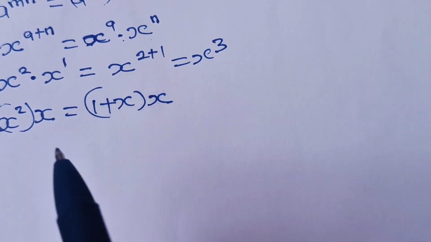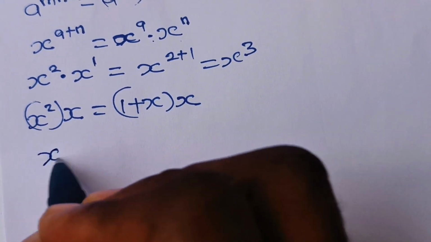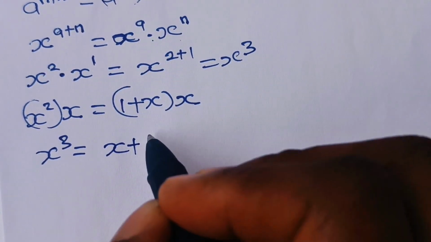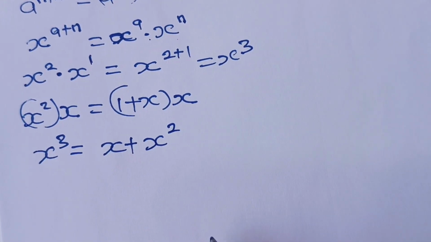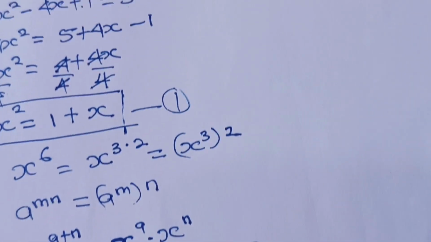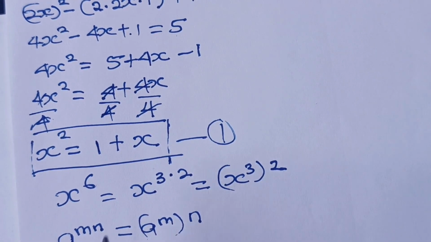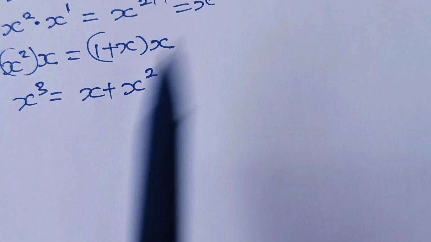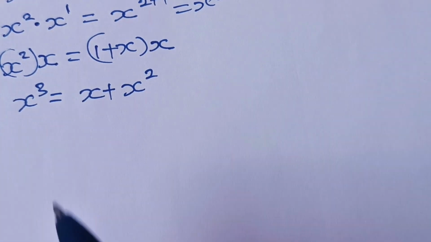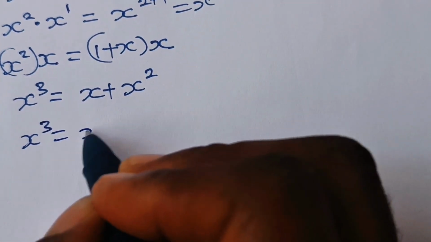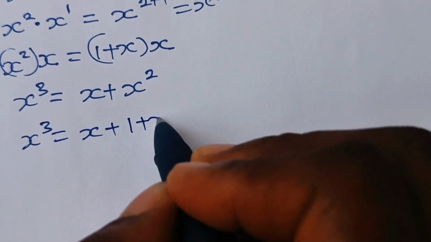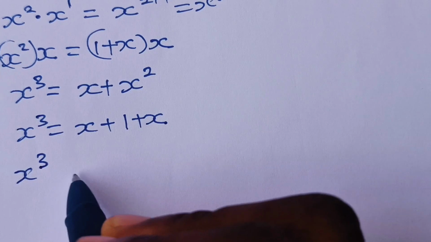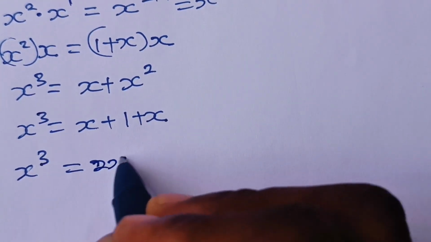Now x to the power of 2 multiplied by x will give us x to the power of 3. So we have x to the power of 3 is equal to x times 1 will give us x, and x times x will give us x squared. All right. Now recall what our x squared is. Let's check. Remember that our x squared is equal to 1 plus x. So anytime we get x squared, all we need to do is to substitute to simplify the equation. So we have x to the power of 3 is equal to x plus our x squared, which is 1 plus x. So that simply means that x to the power of 3 is equal to x plus x will give us 2x plus 1.